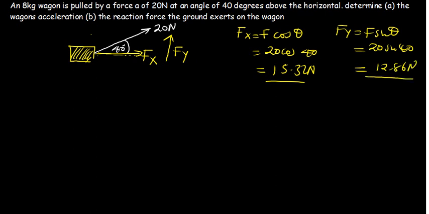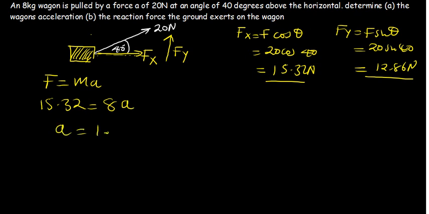To find the acceleration of the object, Newton's second law of motion is given by force equals mass times acceleration. The force is the component that is going in the direction of movement. This object will be able to move forward, and that component is the x component. So 15.32 is equal to the mass of the object, 8, multiplied by the acceleration. Divide both sides by 8. That will give us about 1.915 meters per second squared. So this is going to be the acceleration of this object.